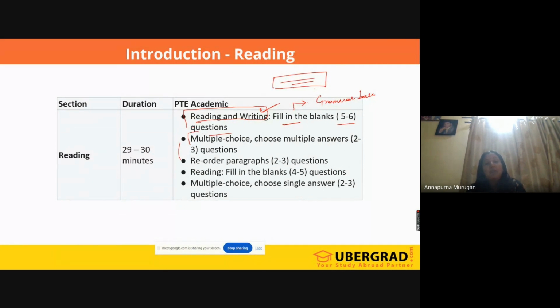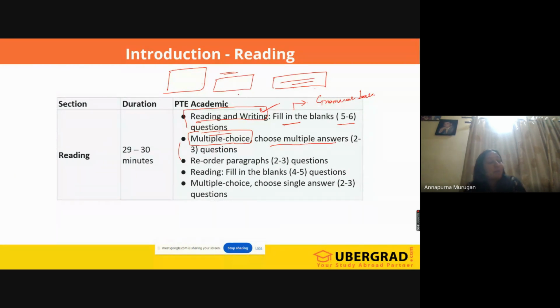And we'll be having multiple choice questions, where you need to choose multiple correct answers. What is that? You will have a reading passage. On the basis of that, they are going to give the questions. Here, two types of questions will be there. One is multiple answers, so choose multiple correct answers. That means more than one answer will be correct.